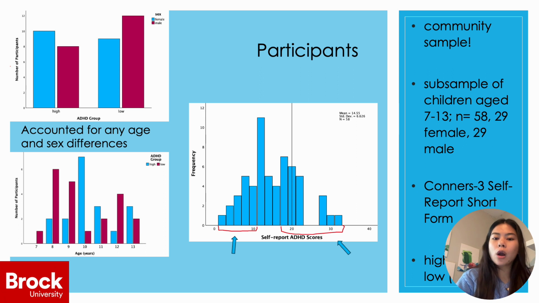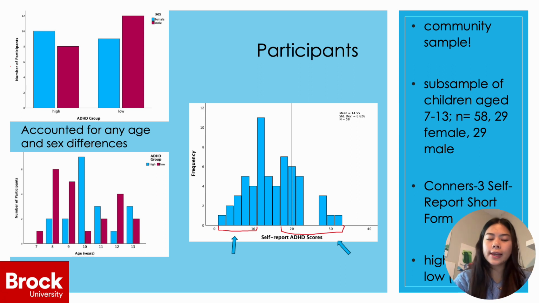They completed the Conners 3 self-report short form that assesses their ADHD traits, and then their total ADHD scores were listed so that I could categorize them as either being in the high or low ADHD trait group based on where their scores fell. Total self-report ADHD scores that fell between 18 and 31 were in the high ADHD trait group, and scores ranging from 2 to 11 fell in the low ADHD trait group.